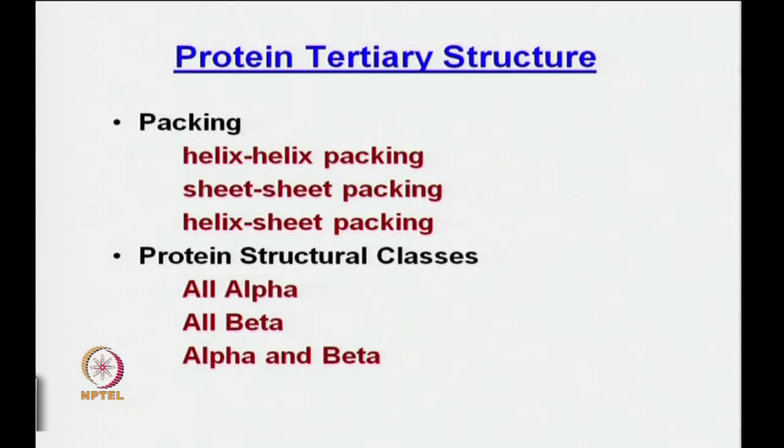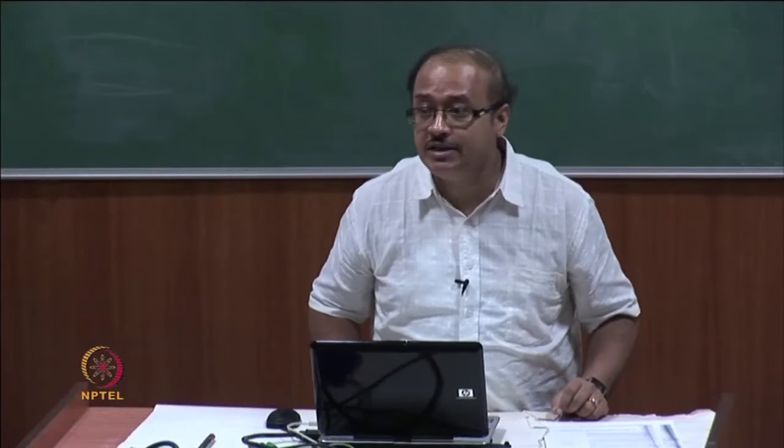Now, what are the different structural classes? If you are going to have a helix packing, then it is going to be all alpha, if you follow my arrow. If it is going to be a sheet packing, then it is going to be all beta, and if it is going to be a mixture, then it is going to be alpha and beta. In today's class, we are going to talk primarily about helix packing giving rise to all alpha, and sheet packing giving rise to all beta. The alpha and beta, I leave it up to you to read. As I will tell you later, this alpha beta mixed is the most common structural element, and I want you to read this yourself in detail.